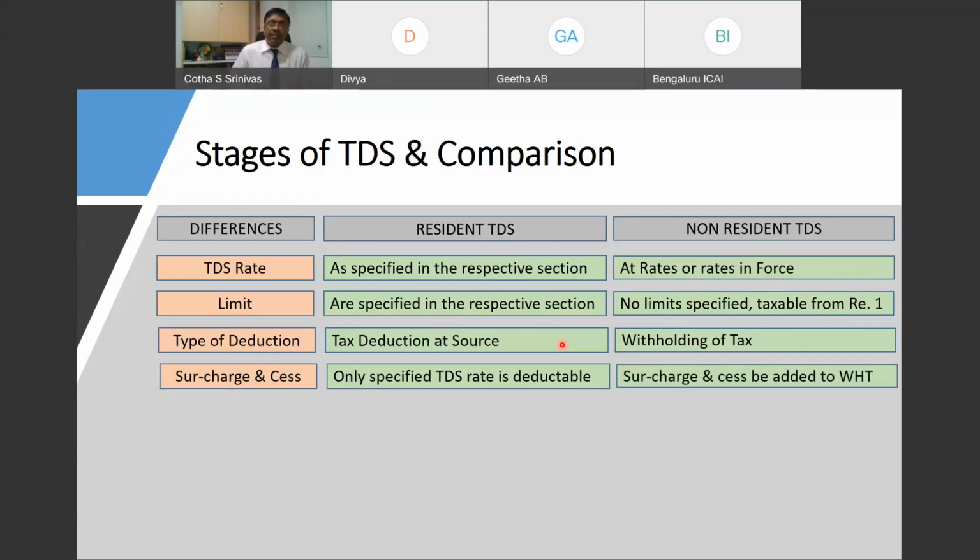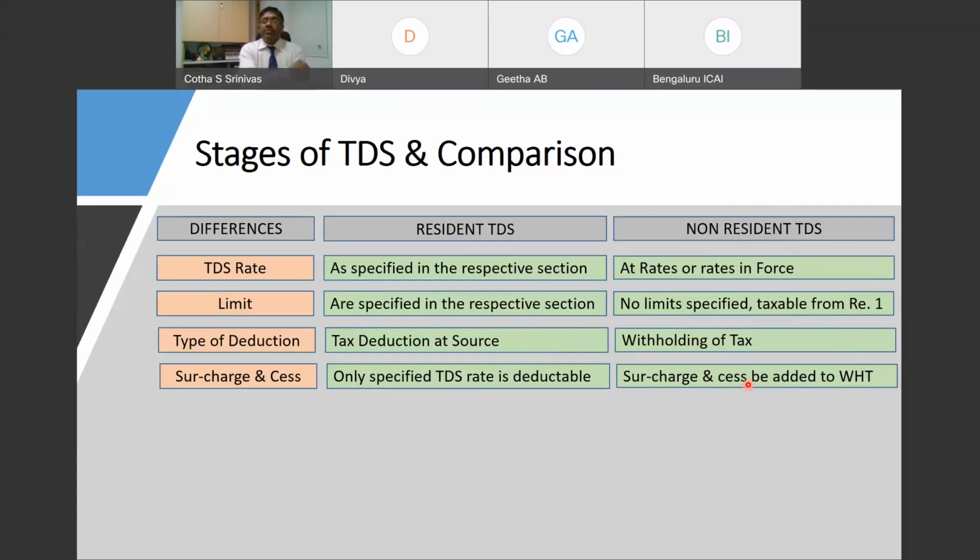But when it comes to non-resident TDS, yes, surcharge and cess to be added to withholding of tax. So this is where I said withholding of tax means entire tax liability of a non-resident we will recover. So when we are talking about entire tax liability, wherever surcharge and cess is applicable, we have to add that also, and we have to recover or deduct it from the non-resident payments.